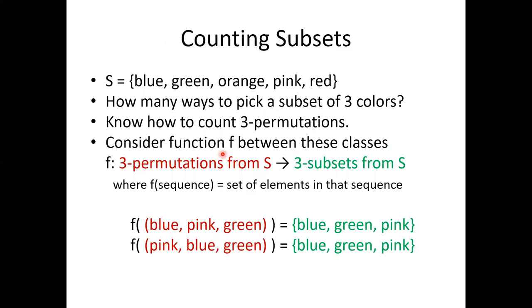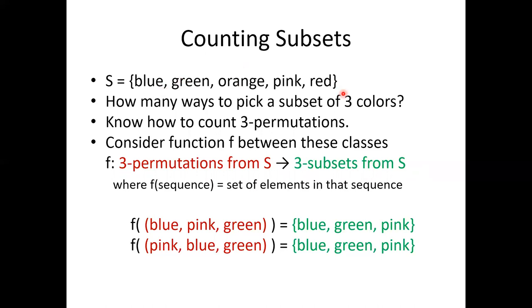Okay, so in general, well, it's still not super general, I still have this particular example. Let's say take a set of five elements: blue, green, orange, pink, red. How many ways are there to pick a subset of three colors from this? So in other words, how to count three element subsets. Now we know how to count three element permutations, right? We did this last time. It's 5 factorial divided by 2 factorial, because it's 5 minus 3.